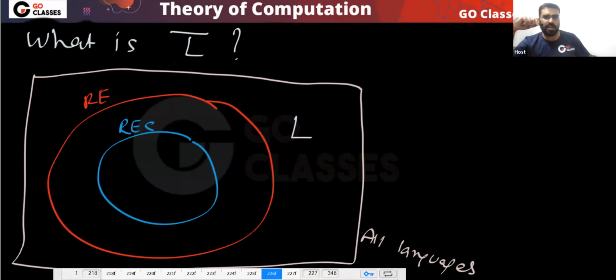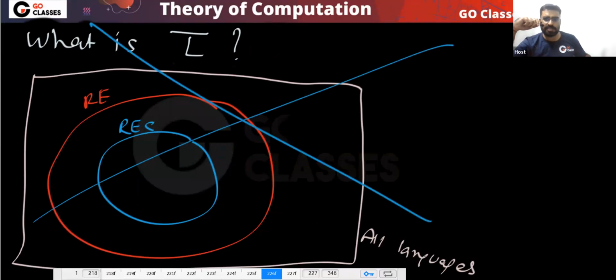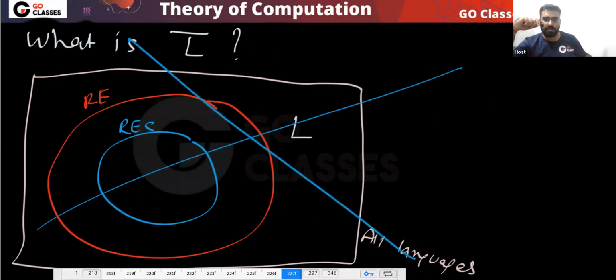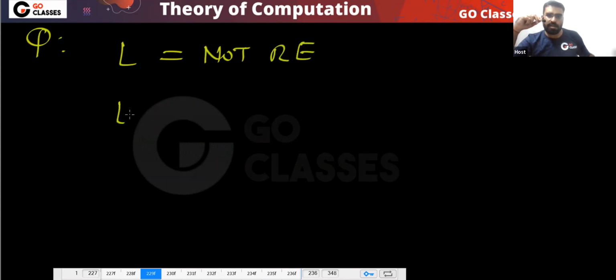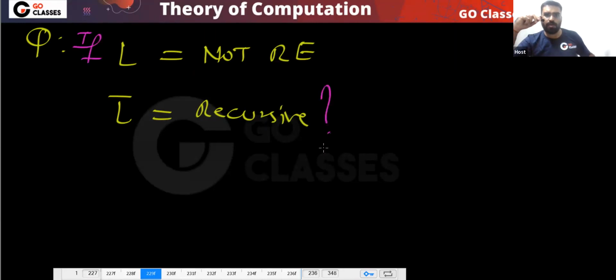So anyway, all the variations we have seen, right? Agree? Every variation and everything we have seen: not RE complement can be recursive. If L is not RE, can L complement be recursive?